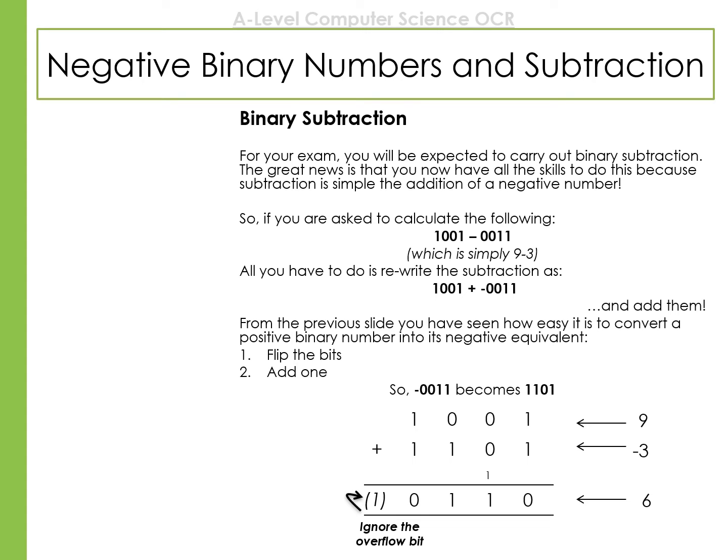So what we can do is do everything that we've been used to. So we write out 9, we write out 3, we flip the bits and add 1. So then we have 9 add minus 3, which gives us 6. And you can just ignore the overflow bit for now.